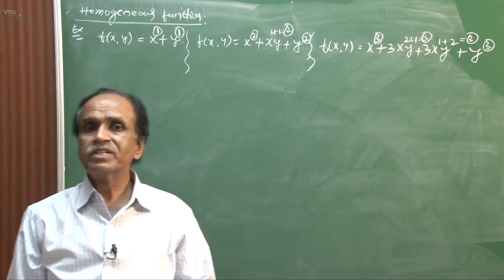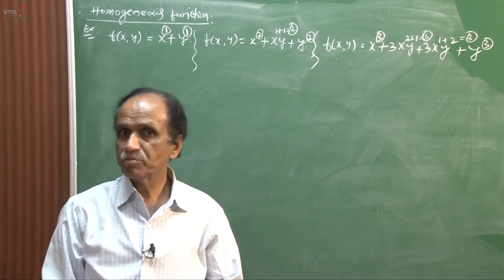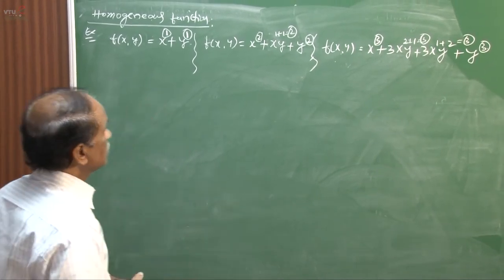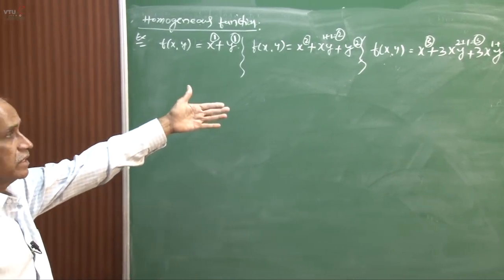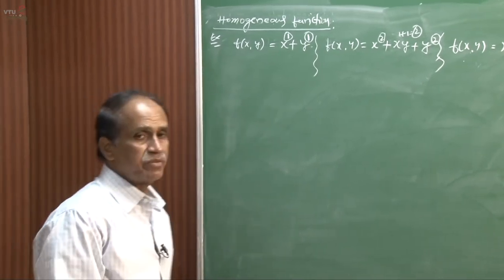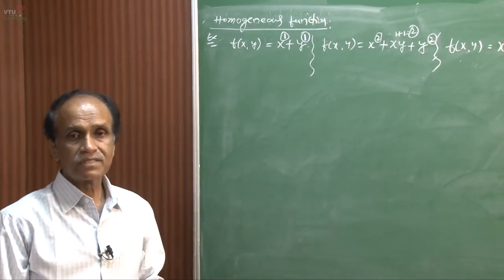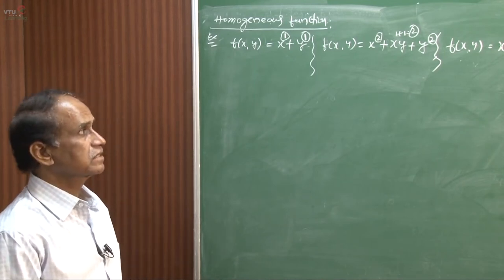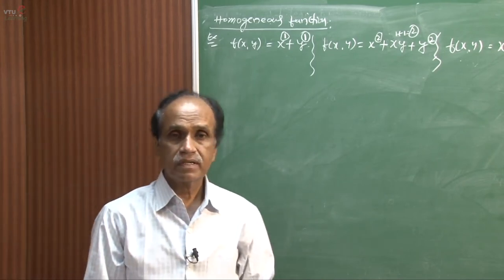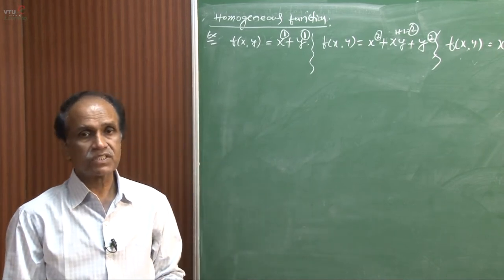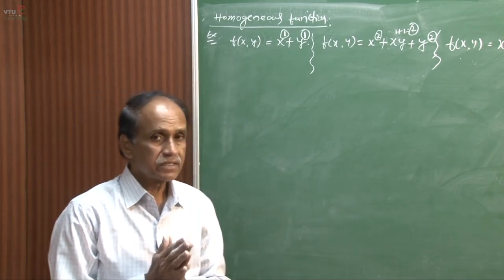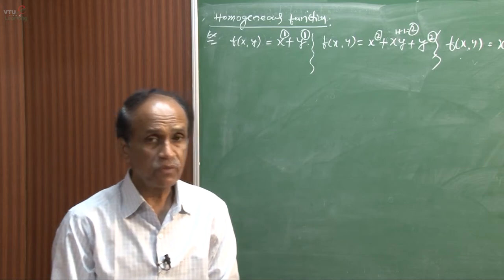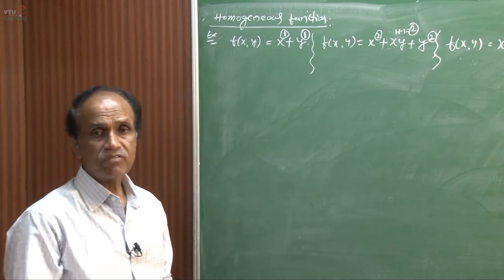Now, what do we do with these homogeneous functions in the case of partial differentiation? We will derive one result that is contributed by Euler, called Euler's theorem, where for the homogeneous function, the summation of first order derivatives, the first term multiplied by x and the second term multiplied by y, is n into the original function.